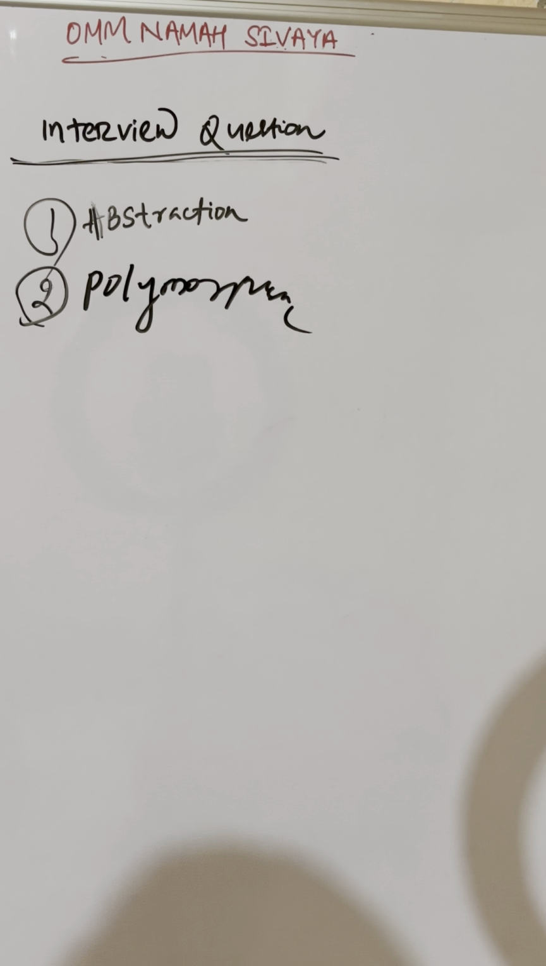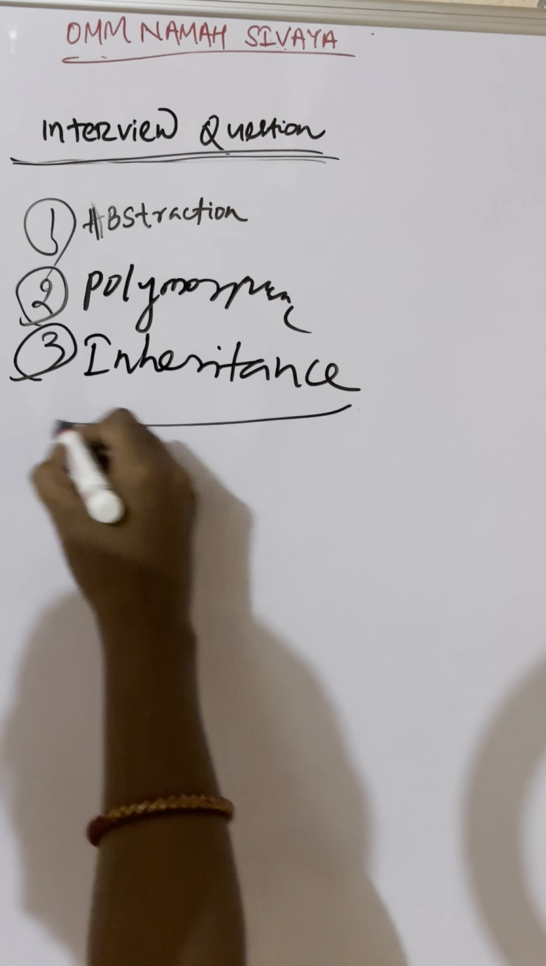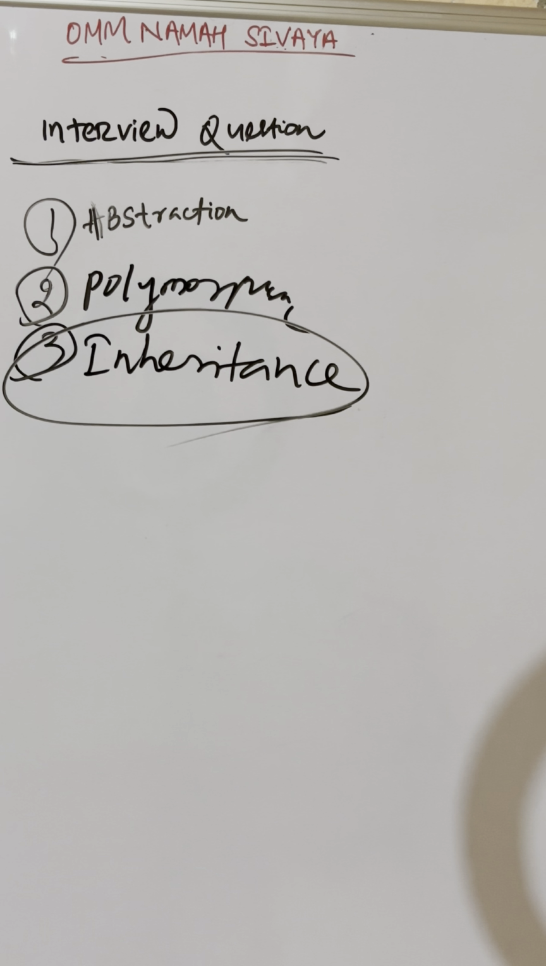Next one is, what is inheritance? Everyone knows this concept. Inheritance is nothing but when there is a class and a subclass, and the subclass takes features from the superclass or parent class. That is the concept of inheritance. Like an example, parent and child: the child has taken some functionality from the parents. That is inheritance.